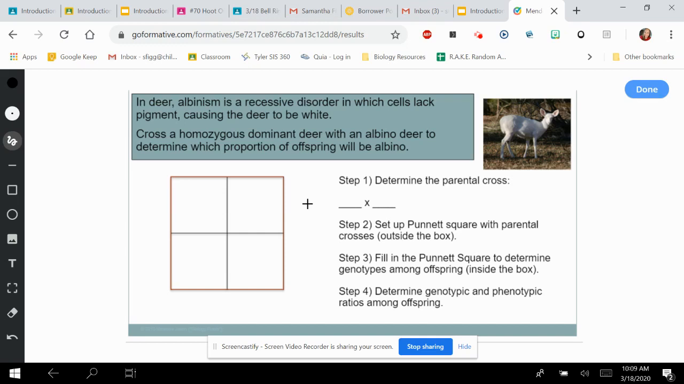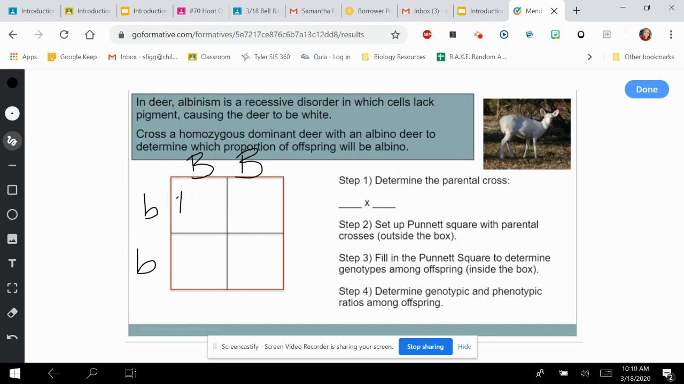So a homozygous dominant deer, I'm going to use the letter B for this because most deer are brown, so the dominant gene is probably brown. A homozygous dominant deer is going to be big B, because it's going to have only brown genes. Homozygous meaning the same, dominant meaning capital letter. Your albino deer is going to be little b. The only way to be albino is to have 2 recessive copies. It's the only way you show a recessive disorder.